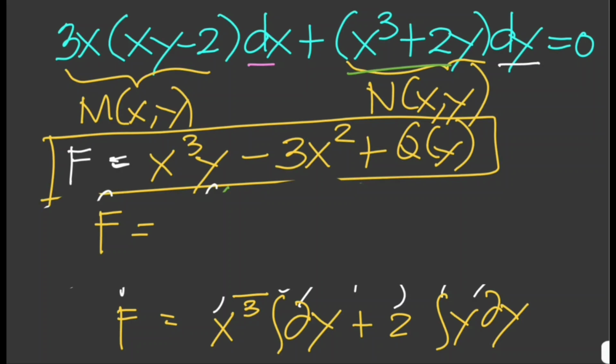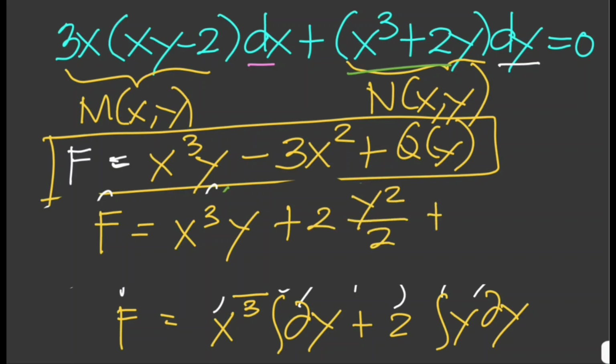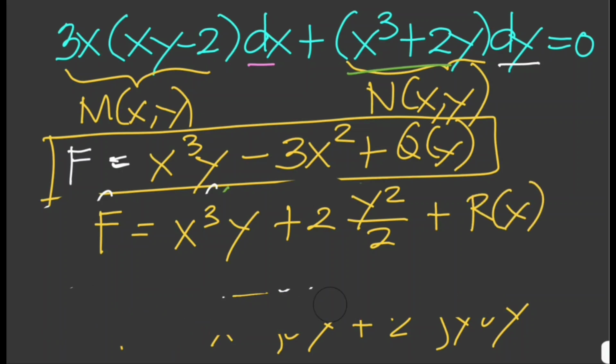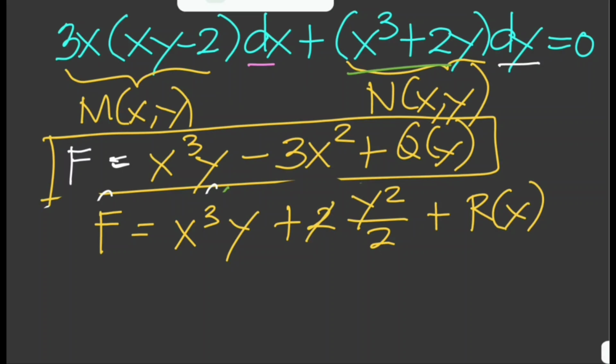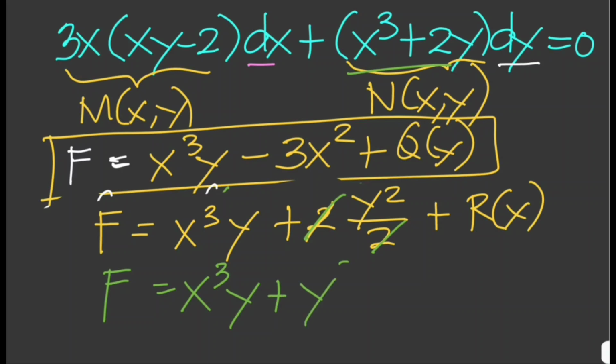So our f would be x cubed, the integral of dy is y, plus 2 times the integral of y dy, which is y squared over 2, plus c. In this case, I use r of x, which is just equivalent to the constant c. So let's simplify this. The 2 here cancels out. So our second f would be equivalent to x cubed y plus y squared plus r of x.